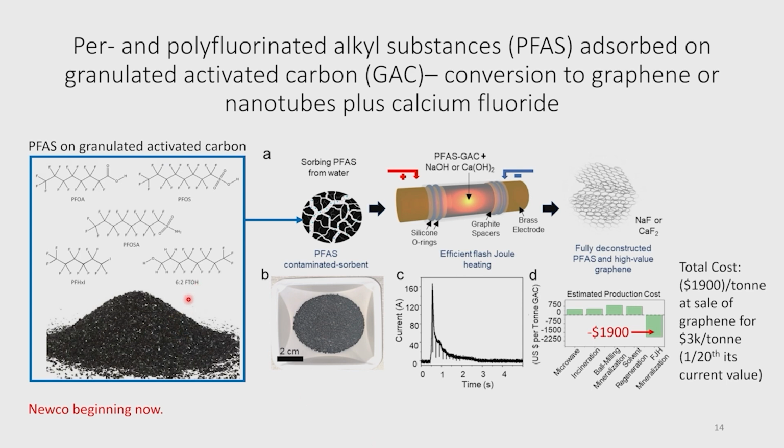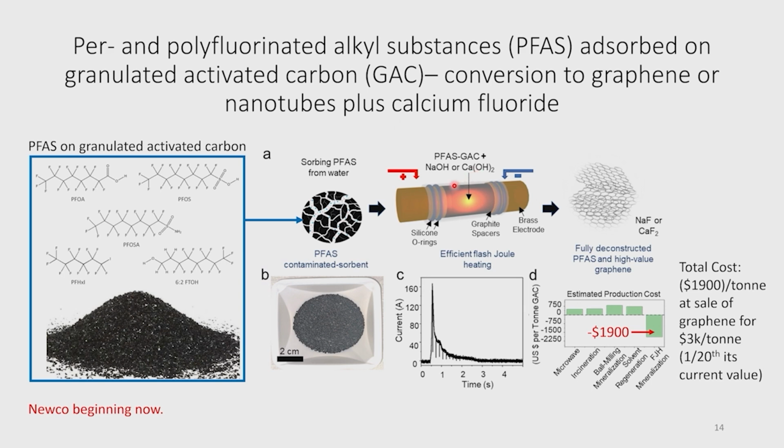Well, what do you do with it once you've got it like this? Well, we just put it in the flashing unit. We add some calcium hydroxide. We flash it, we get graphene. And the fluorine ends up on the calcium, forming calcium fluoride, which is the natural mineralized form of fluorine in the environment.